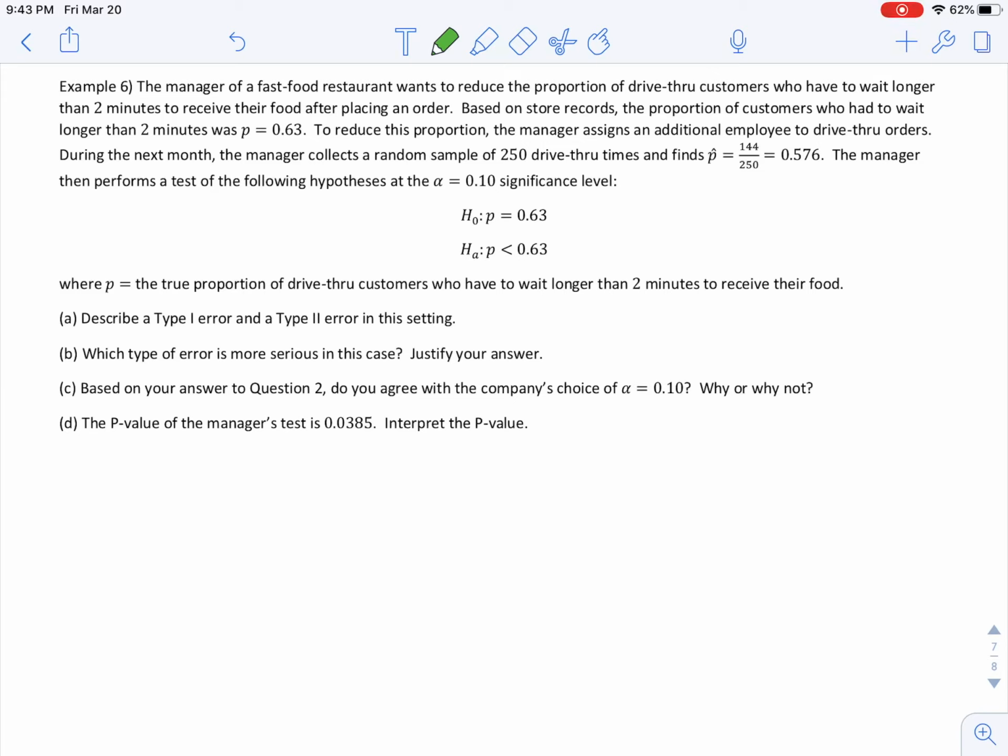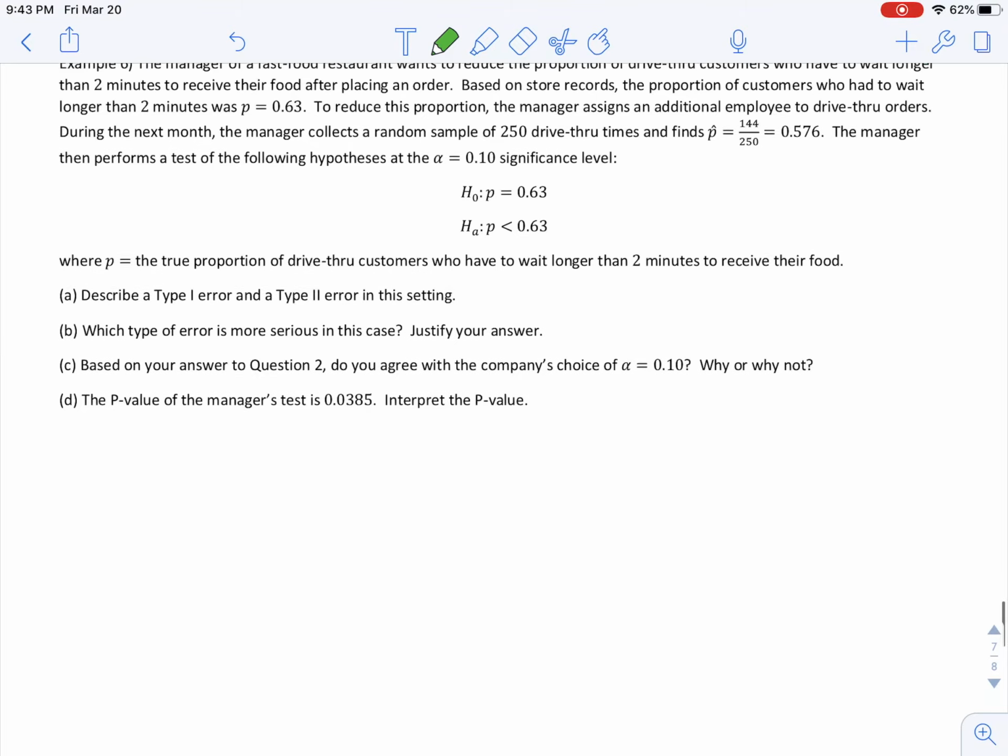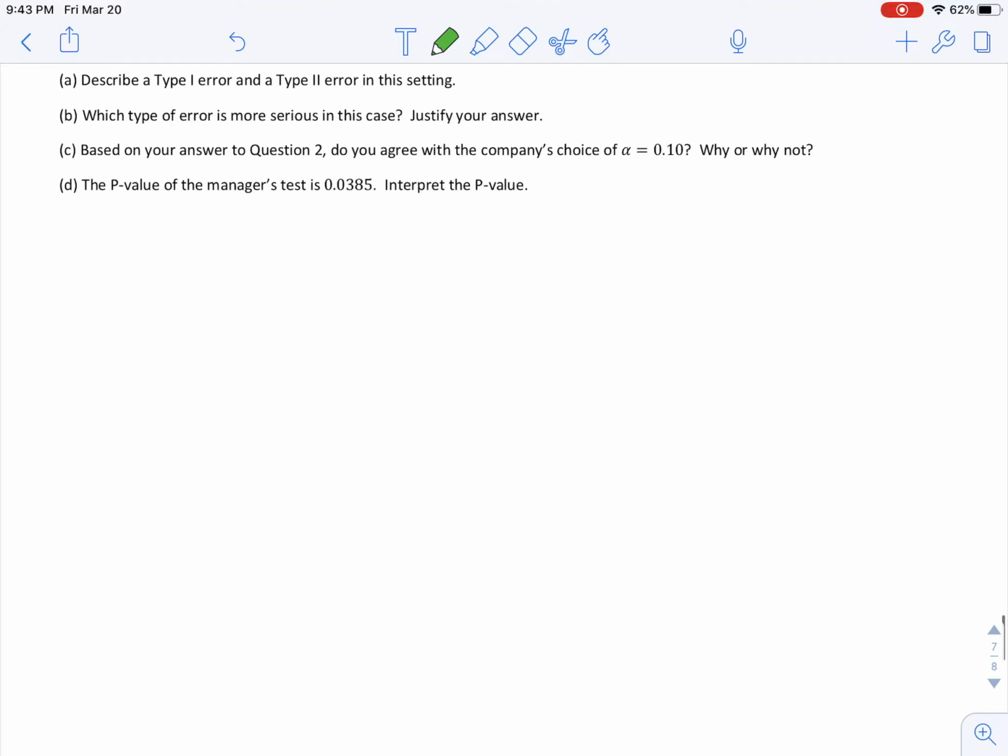So we are supposed to first describe a type 1 error and a type 2 error for this particular problem. A type 1 error, again, is when you reject the null and it was true, meaning you found convincing evidence for the alternative. I'm just going to write it up over here. I wish I was typing instead of writing. A type 1 error: the manager finds convincing evidence for the alternative.